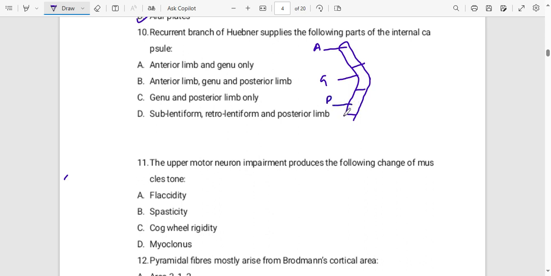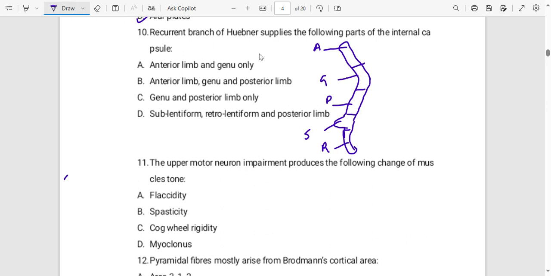And then after that, connected to the posterior limb, we have the sublentiform part, and connected to that sublentiform part, we are going to have the retrolentiform part. So this is the sublentiform, this is the retrolentiform.